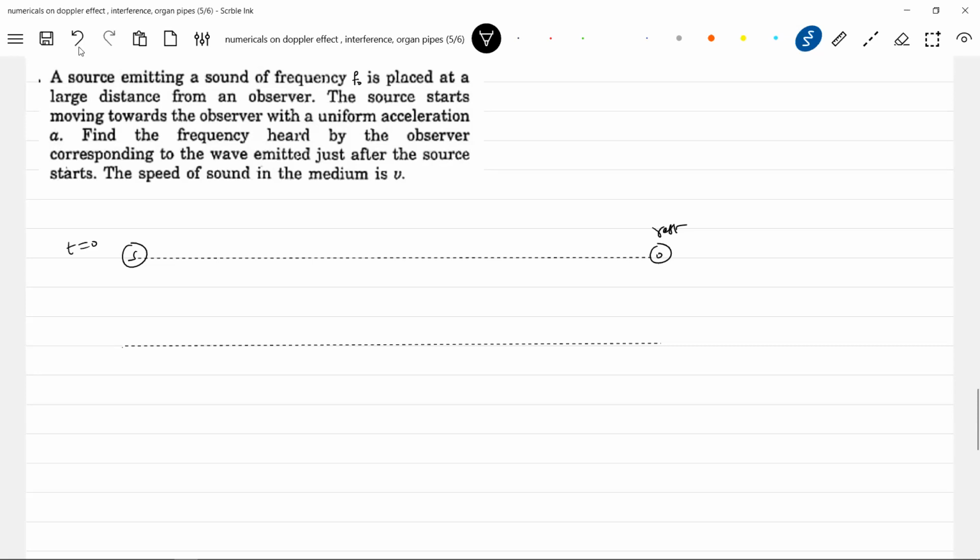Just after the source starts. So what is actually the meaning of this? Something we have to understand. See, what was the state of the source? It will accelerate from rest.